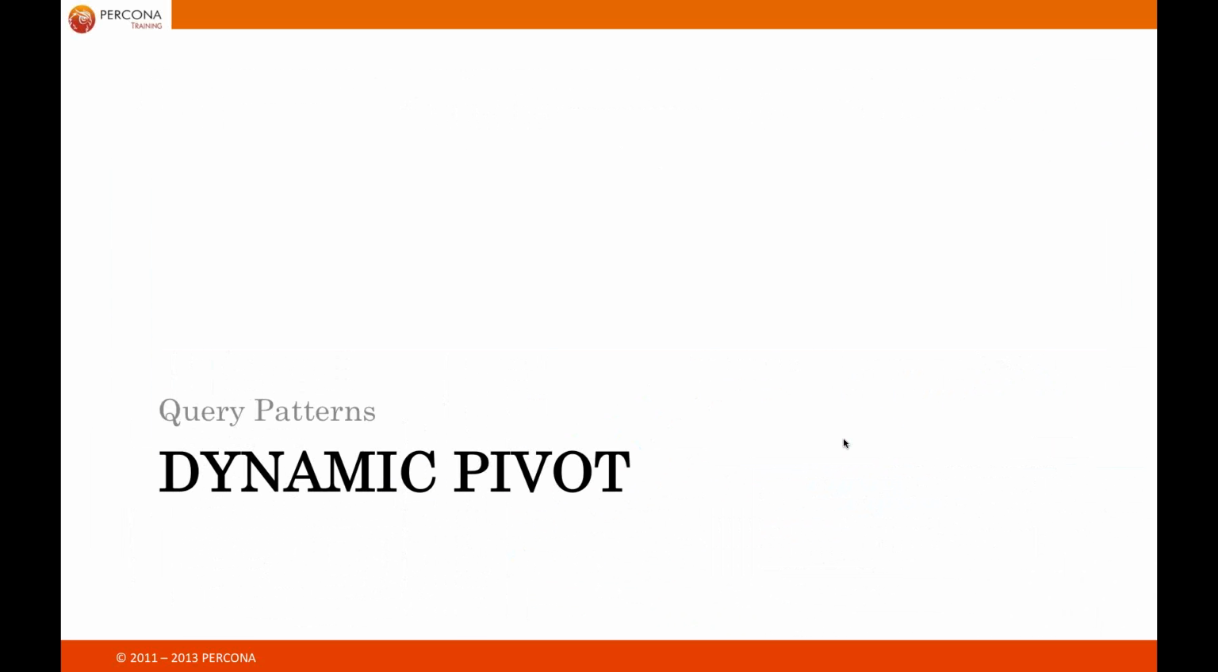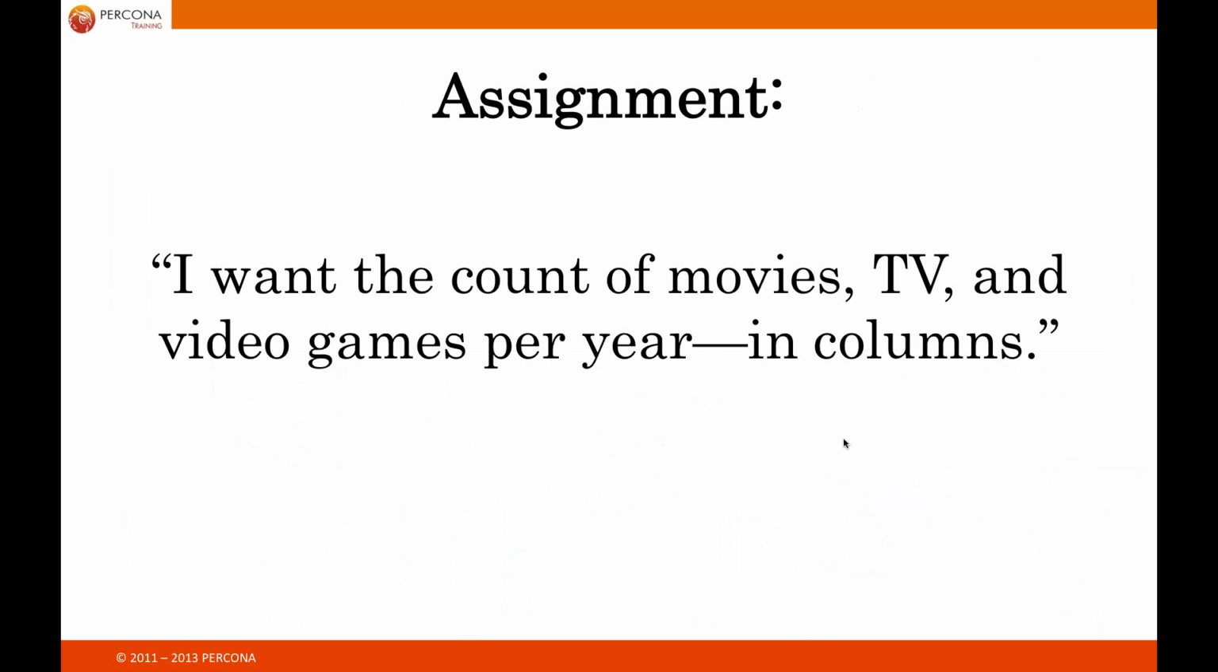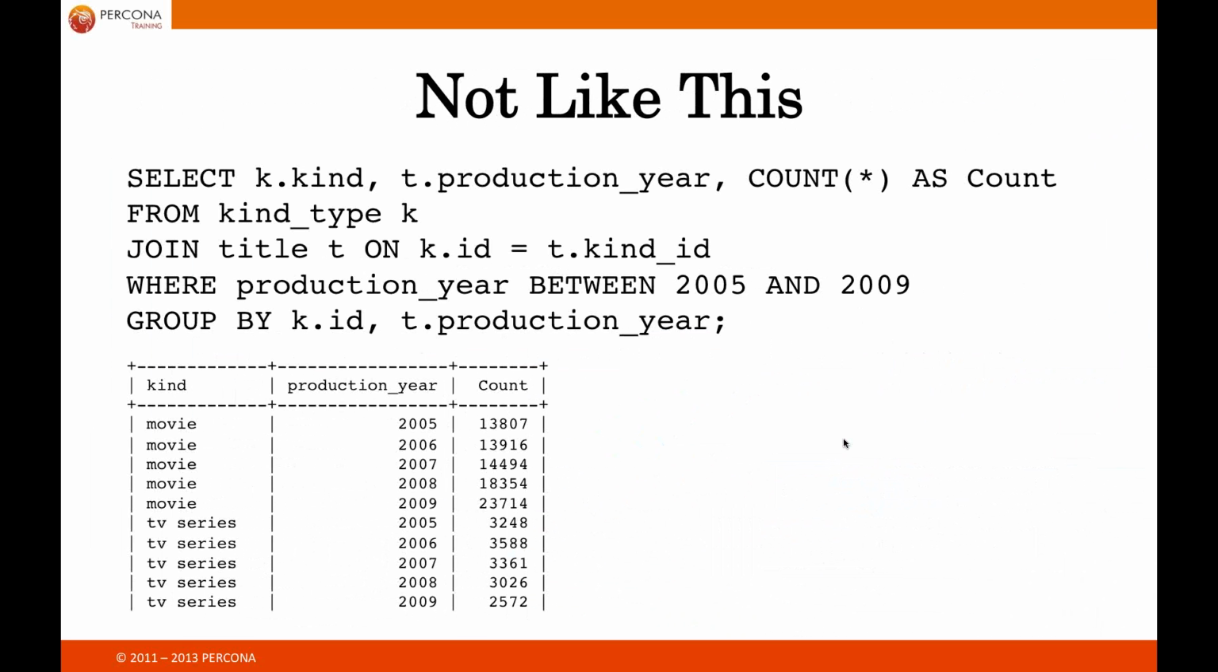Dynamic pivot. I want the count of movies, television shows, and video games per year in columns. Not like this. It would be quite easy to get the count per year and per kind if we were just to do a group by. But those would be coming out one count and one production year per row, which is maybe not what we want for our particular report that we're generating.